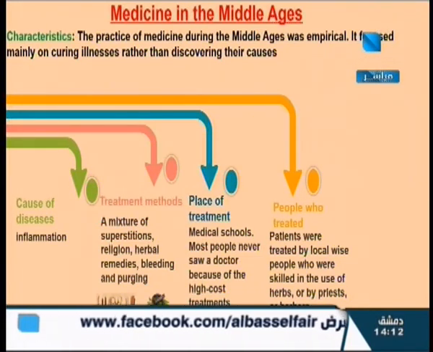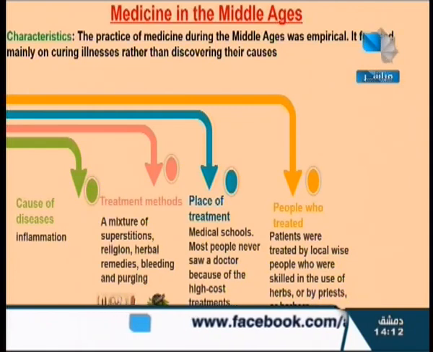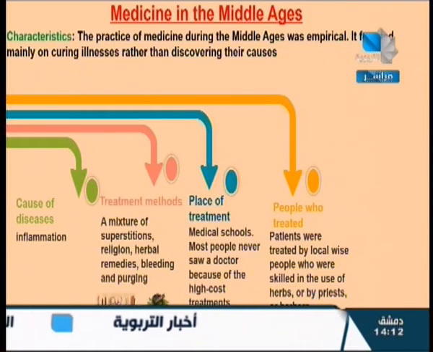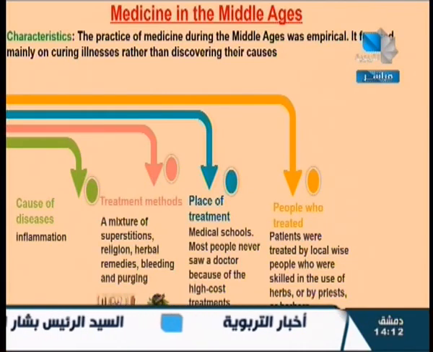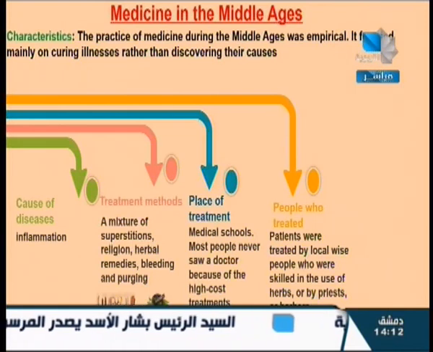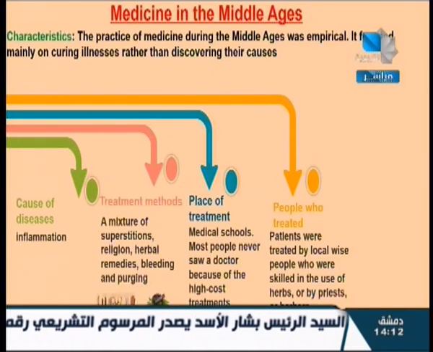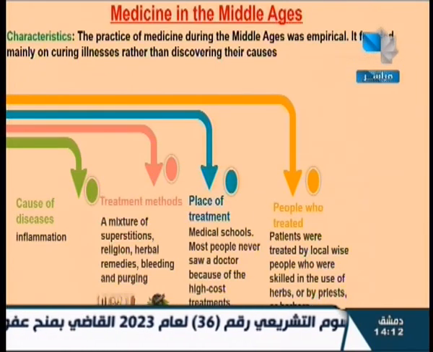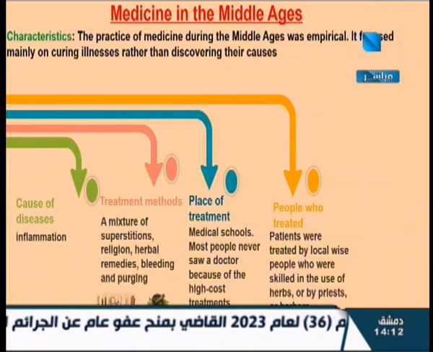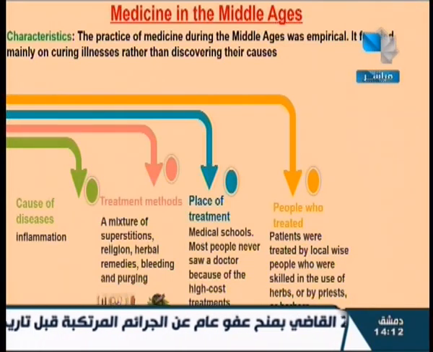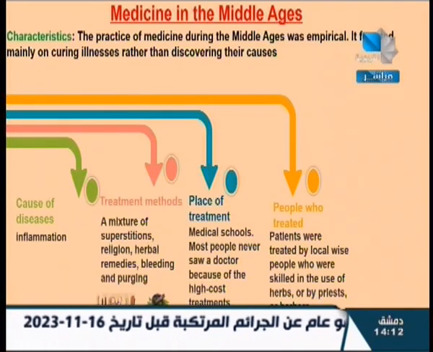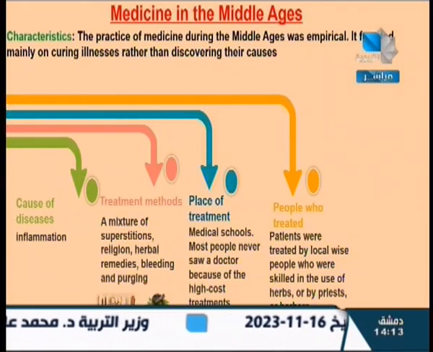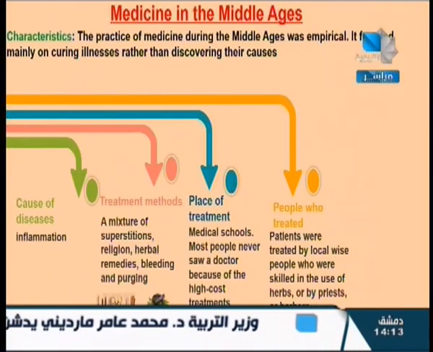Treatment methods: people at that time didn't depend on science to treat illnesses. They depended on superstitions, religion, herbal remedies, bleeding, and purging. Place of treatment: at that time, people began to establish medical schools. So instead of temples, people could go to medical schools. But at that time, most people never saw a doctor because of the high cost of treatment.